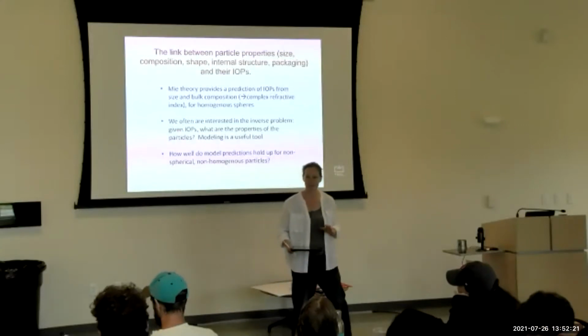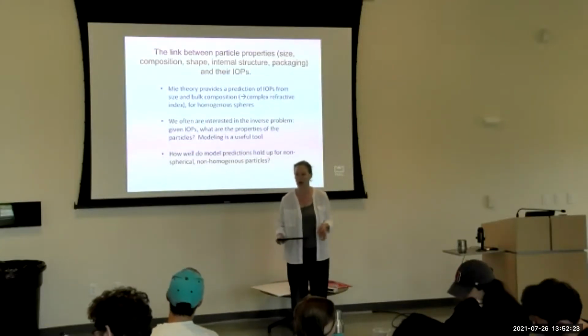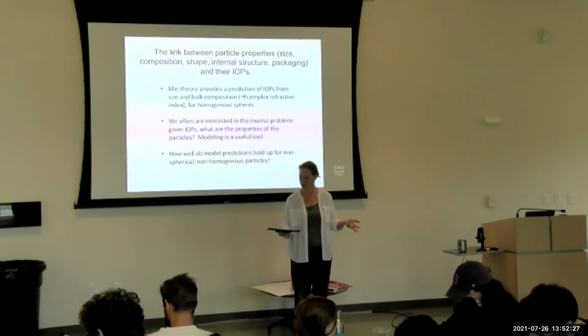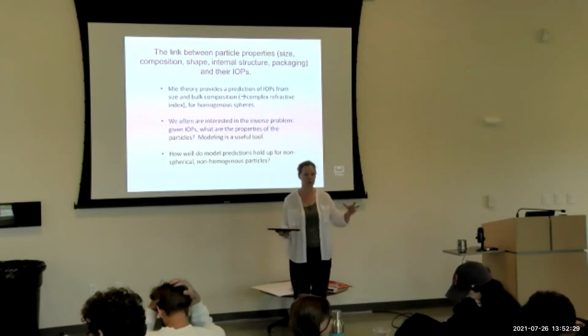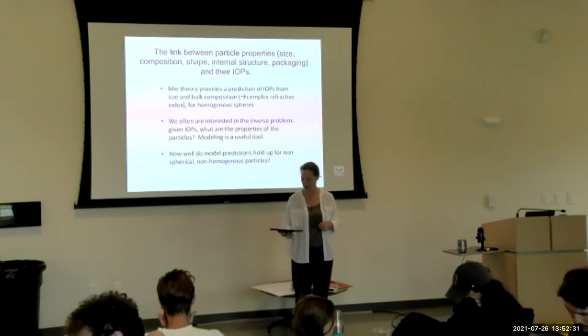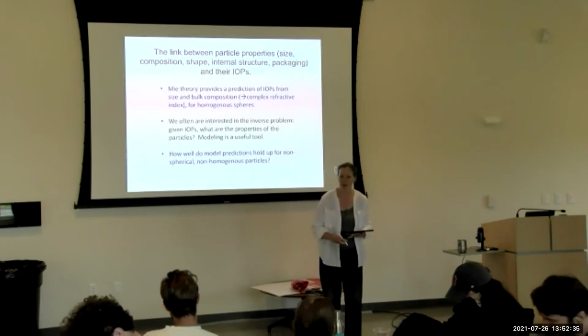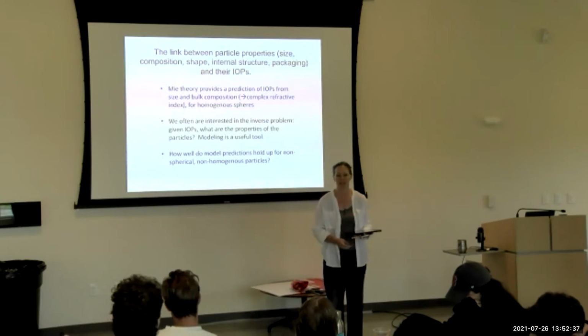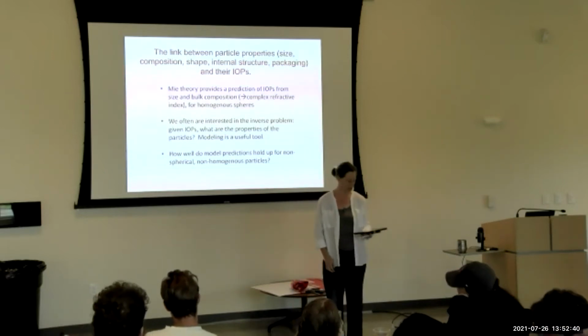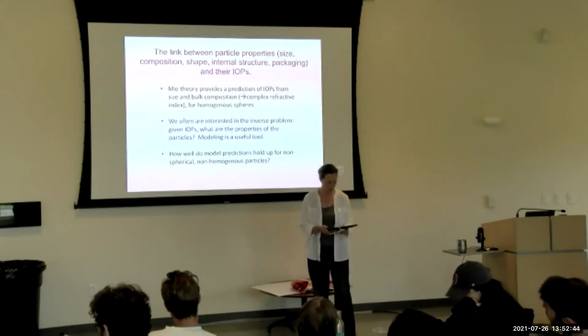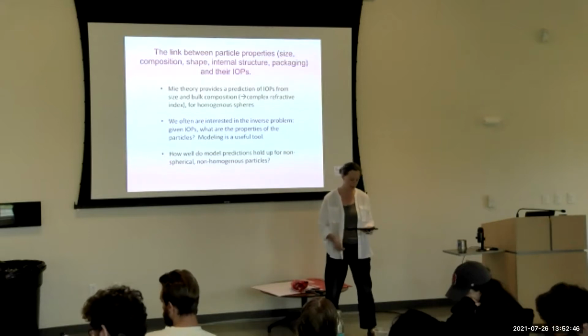But to start off today, we're going to talk about the link between particle properties and things like size, composition, shape, internal structure, packaging, how those constituents are put together within the particles, and their inherent optical properties. So Mie theory, which you've heard about now in a couple of different places and lectures so far, gives us a prediction about particle IOPs.